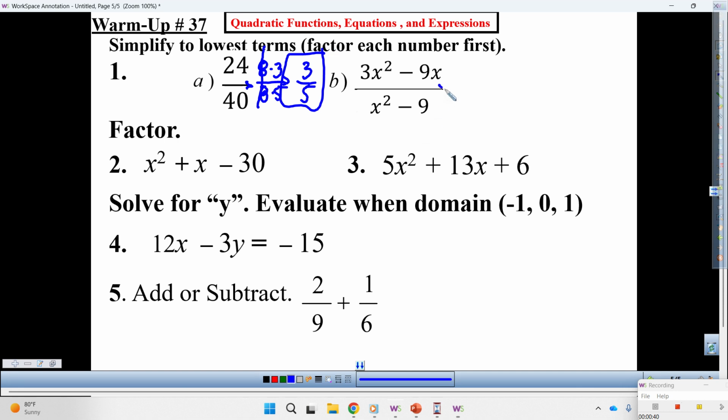Let's go to 1B. Gloria, what was our GCF for the numerator? Three. What else? X. And that leaves us with X minus 3 over... How about the denominator? What are my factors for the denominator? Martin, what'd you get for the factors for the denominator?